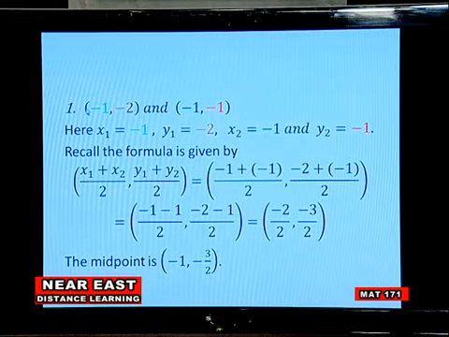So the points are minus 1, minus 2, and minus 1, minus 1. Now x1 is minus 1 with green, y1 is minus 2 with purple, and x2 is minus 1 with dark blue, and y2 is minus 1 with red. I did this to differentiate the selection, because one may get confused. You may not know which minus 1 is for x1 and which is for x2 and y2. So with this color, I think it will help.